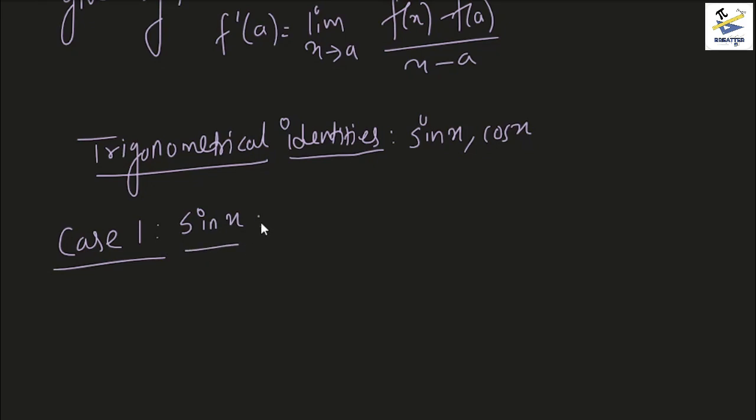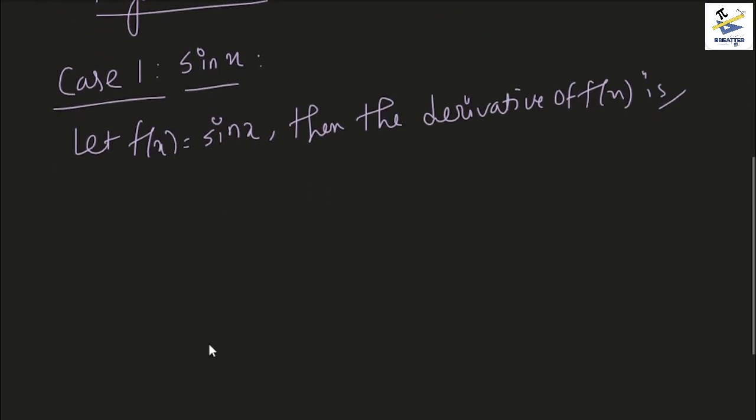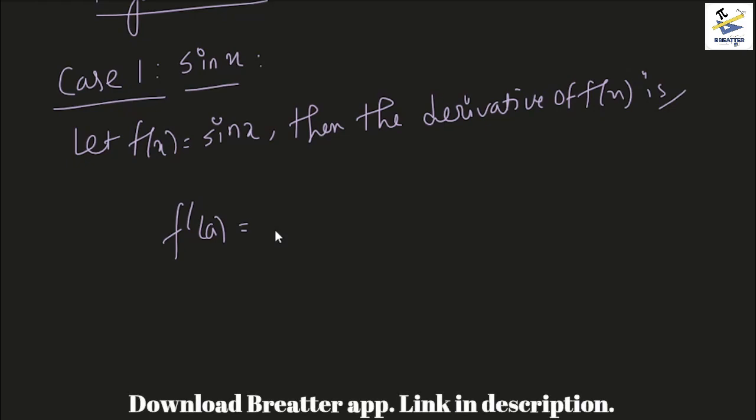So sin x, let f of x equals to sin x, then the derivative of f of x is, so now we try to find the derivative using first principles, and it won't be that much hard because as we have already encountered this kind of problems before, we shall be accustomed by now to as to how to approach this kind of problems and how to solve the particular limit.